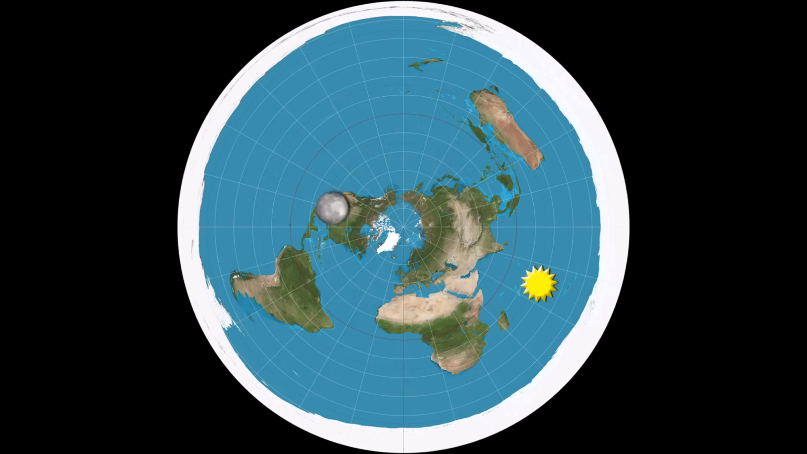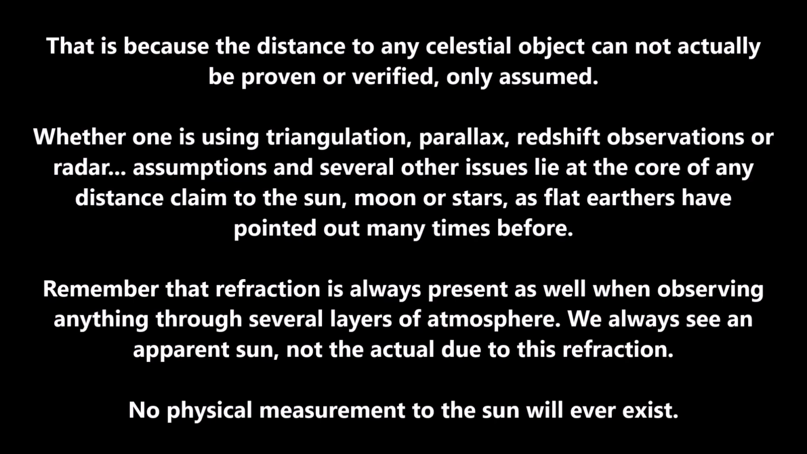Now, whilst flat earthers can't agree on a complete flat earth model, they do seem to have a general consensus that the earth is a flat plane and that the sun and moon circle above it whilst maintaining a fairly constant altitude. Although they can't agree on what that altitude is. That is because the distance to any celestial object cannot actually be proven or verified, only assumed. Whether one is using triangulation, parallax, redshift observations or radar, assumptions and several other issues lie at the core of any distance claim to the sun, moon or stars, as flat earthers have pointed out many times before.